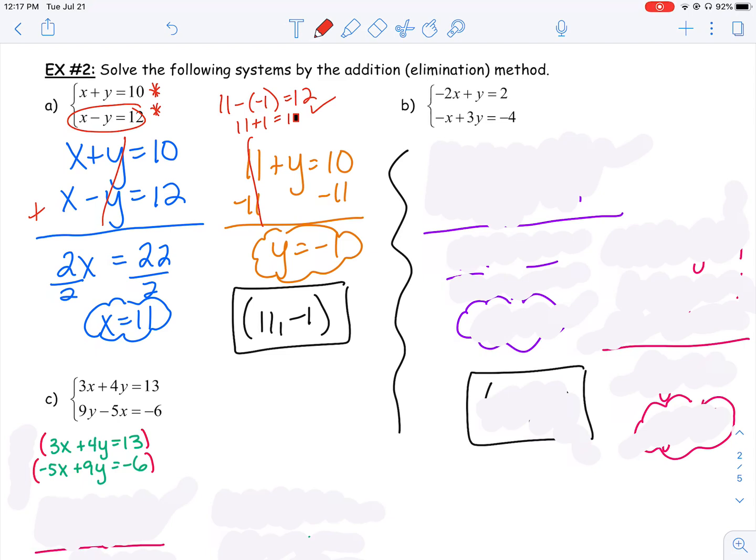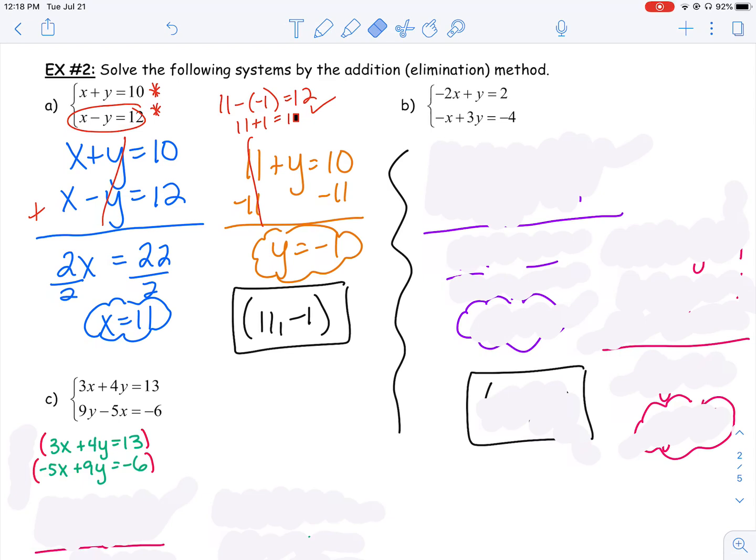All right, in B, are my equations in standard form? Are they in columns? X's underneath each other, y's underneath each other, equal signs, and numbers? Cool, step number one's done. Step number two, are my x's opposite? Are my y's opposite? In this case, they're not. The coefficients of my x's are -2 and -1. Those aren't opposites. The coefficients of my y's are 1 and 3. Those aren't opposites. So we've got to do a little bit more work on this one.